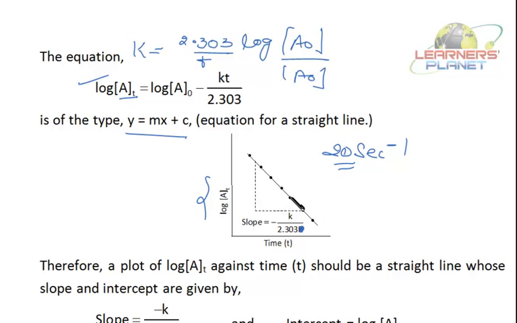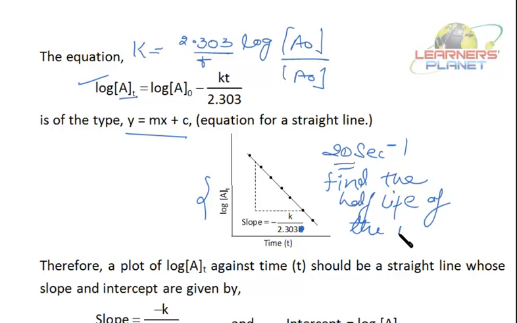I'm giving you that the value of the slope is this. Find out the half-life of the reaction. Now here, as we know the value of the slope, and slope is what? Slope is minus of k by 2.303. Now from here we can find out the value of k. Now once you have got the value of k, we can easily find out the half-life of the reaction. So we'll be doing the numericals also related to this.